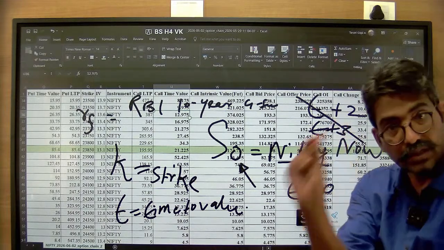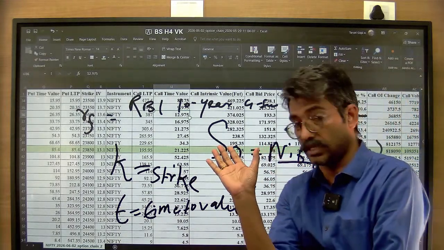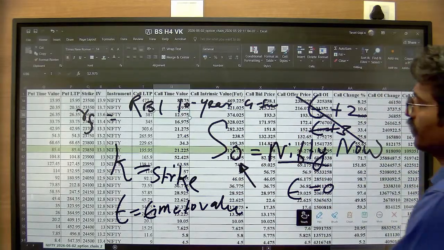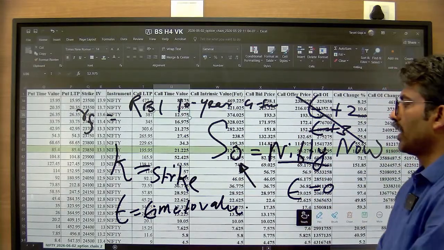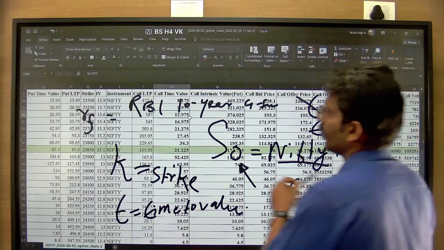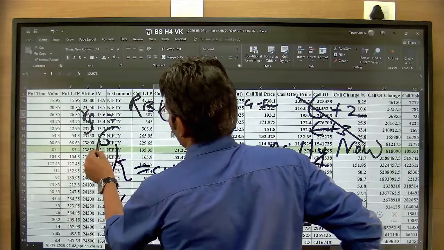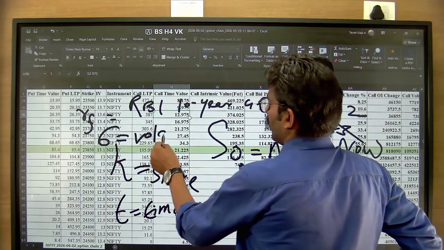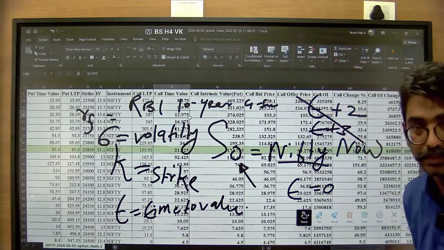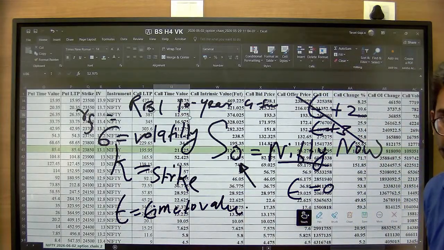This is an important input that I've just introduced in a basic class. It's a very basic class, but I've just introduced this input. So one is the risk-free rate. Time to expiry you have seen. Apart from this, there is another factor, which is known as volatility, standard deviation.